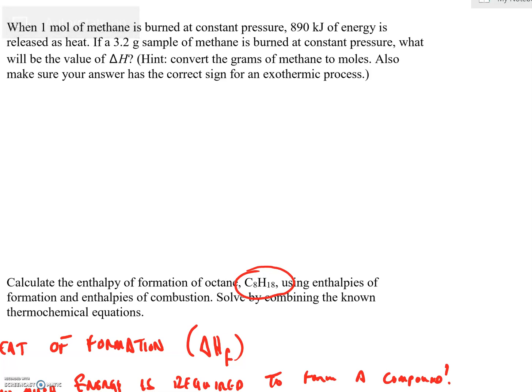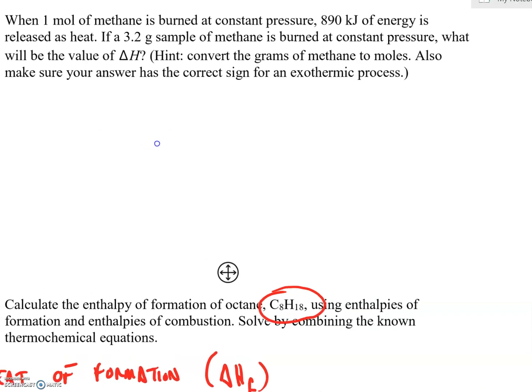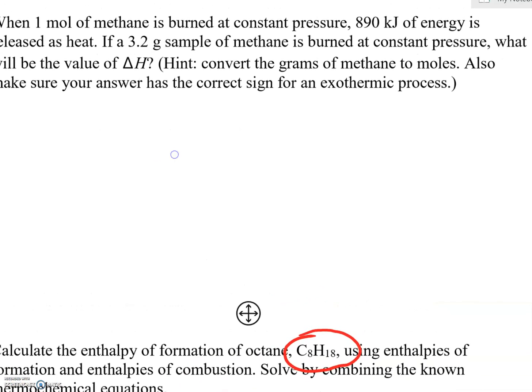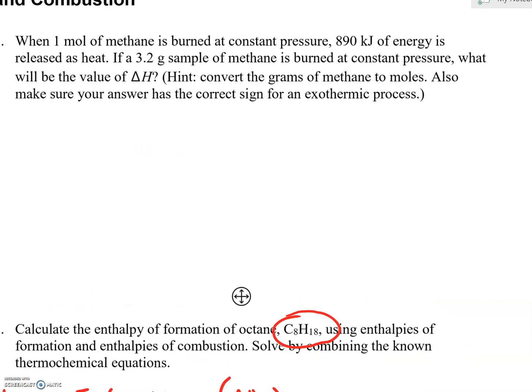Okay, a lot of us had problems with number one. You're gonna be furious when you see how it works. Okay, when 1 mole of methane is burned at constant pressure, 890 kilojoules of energy is released as heat.